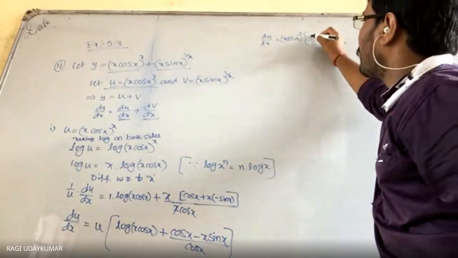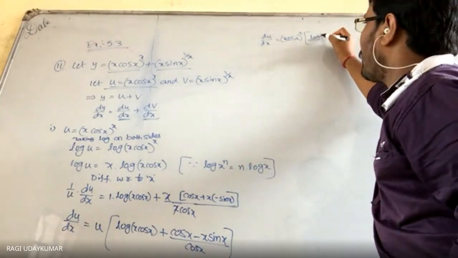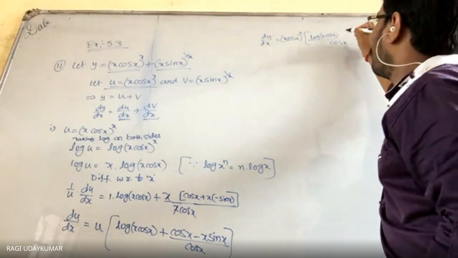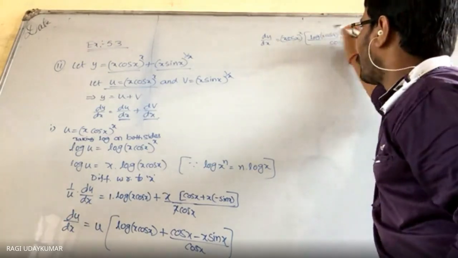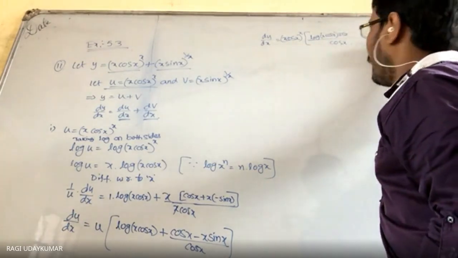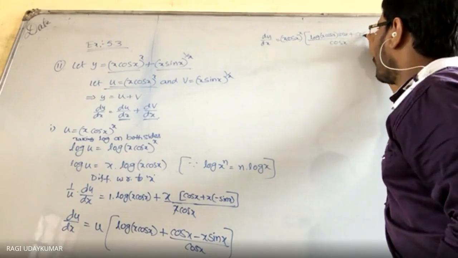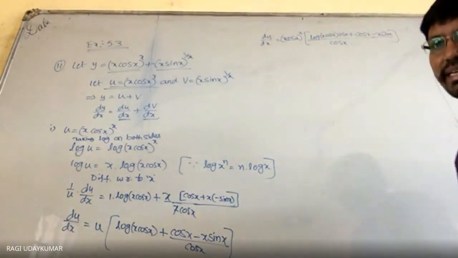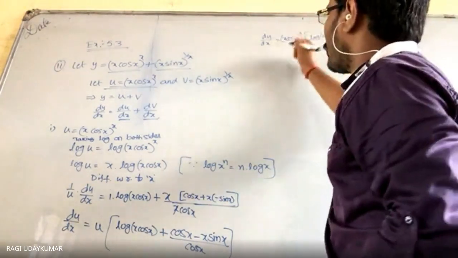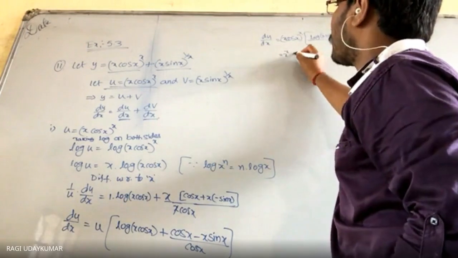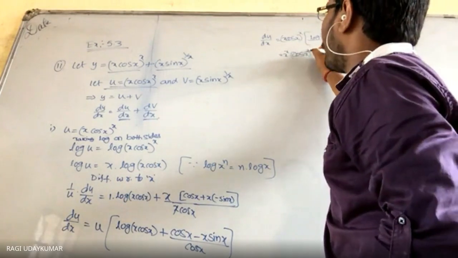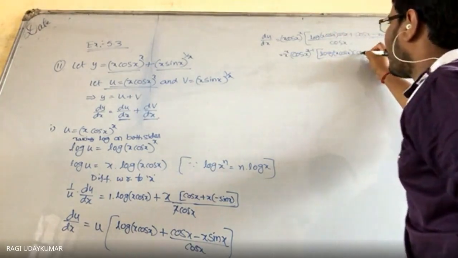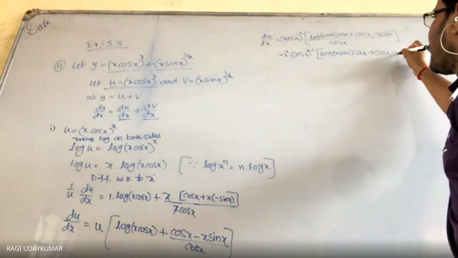Simplification may be in a little bit different way, but the final answer will be the same. This should be multiplied by cos x, and plus cos x minus x sin x. So this is du by dx. Or you can take this cos x to the numerator, or you can write x to the power x into (cos x) to the power of x minus 1 into log of x cos x into cos x plus cos x minus x sin x.